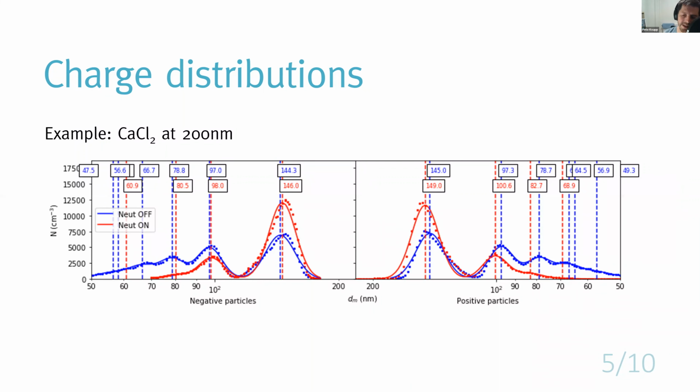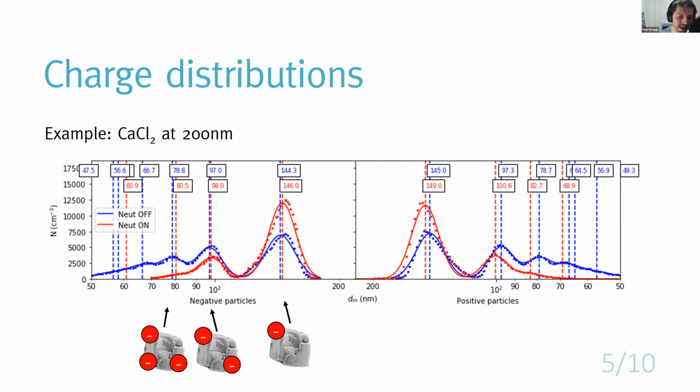And this is an example of the data that I got. On the x-axis is changing the voltage of the DMA. And with the red is when I had the neutralizer turned on, and the blue is with the neutralizer turned off. And the left is the negative particles, which is the positive polarity of the DMA, and then the opposite on the other side. And you can see this is very symmetrical, which is interesting to see. So I was expecting maybe some of the salts would be asymmetric, but in all of the data I've looked at, they look pretty symmetrical, which is interesting.